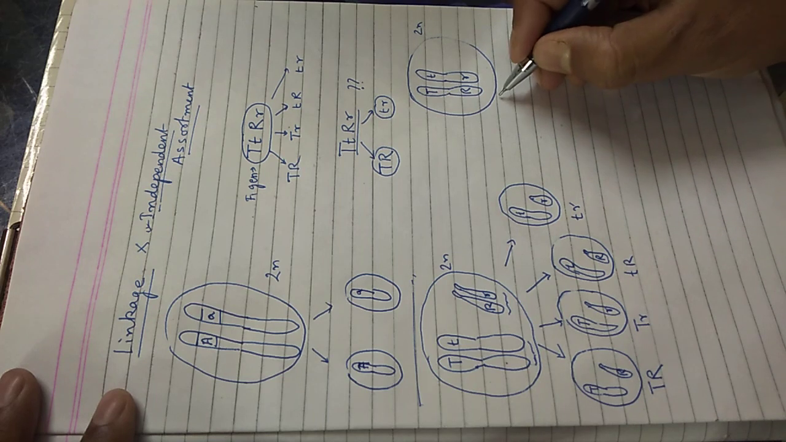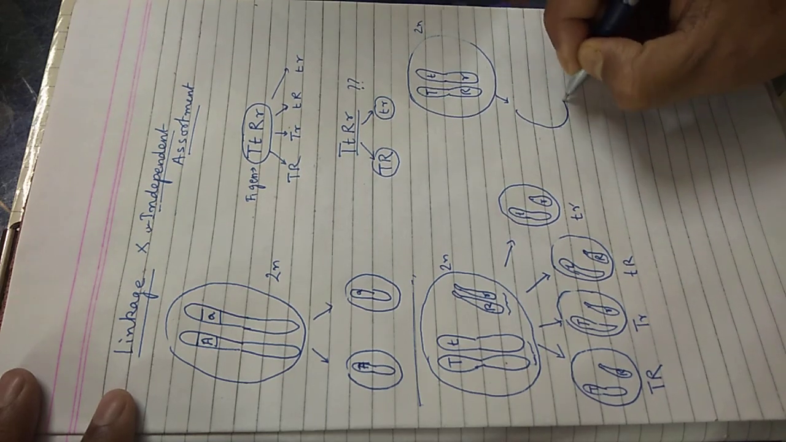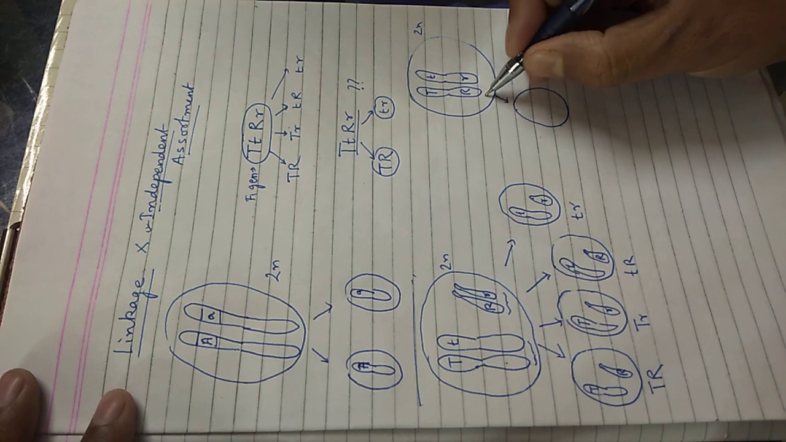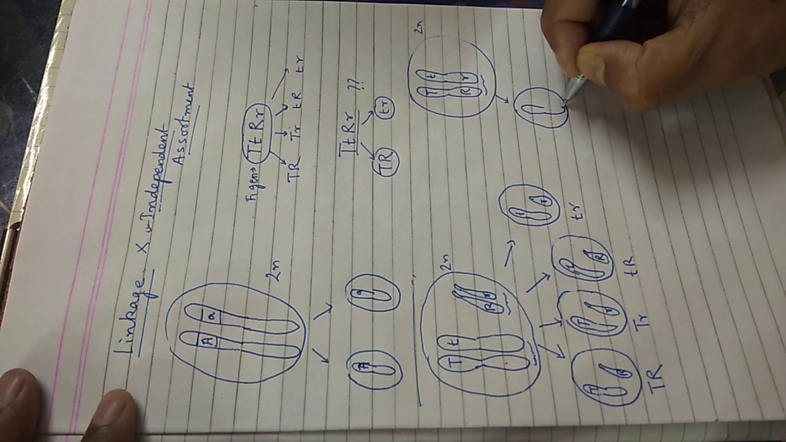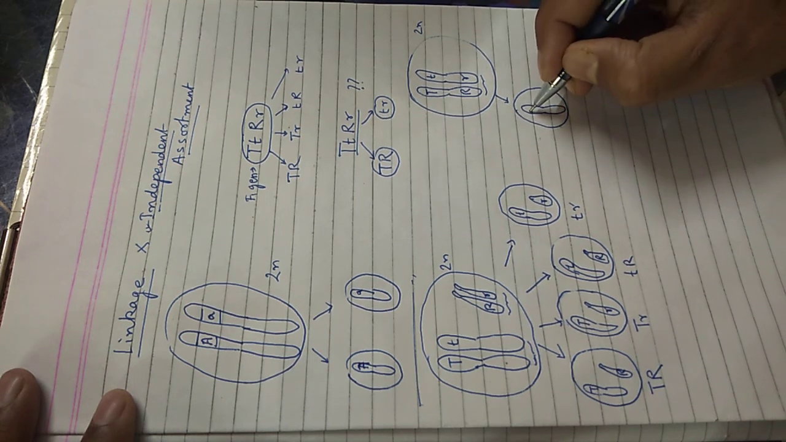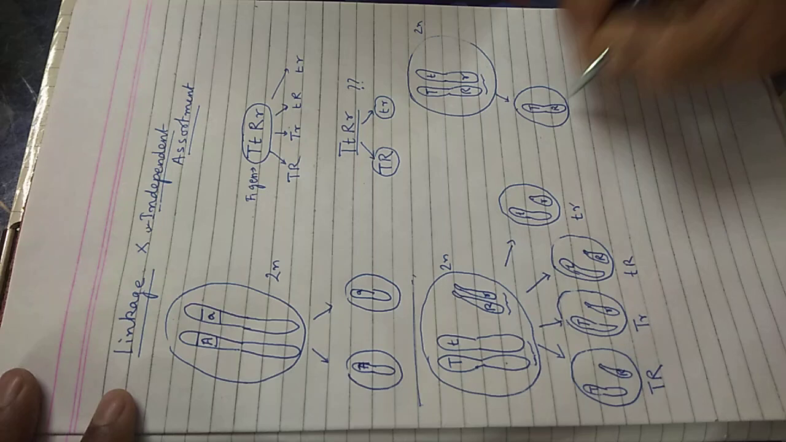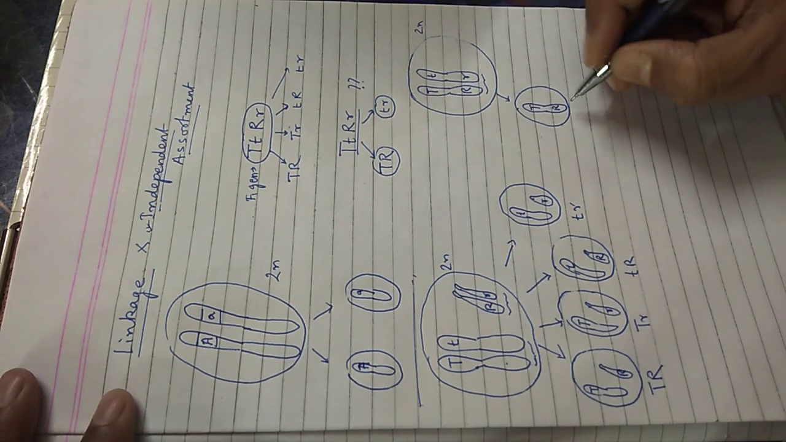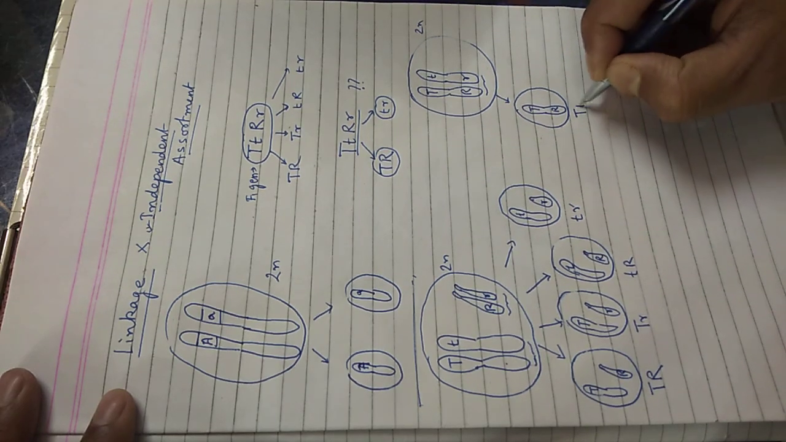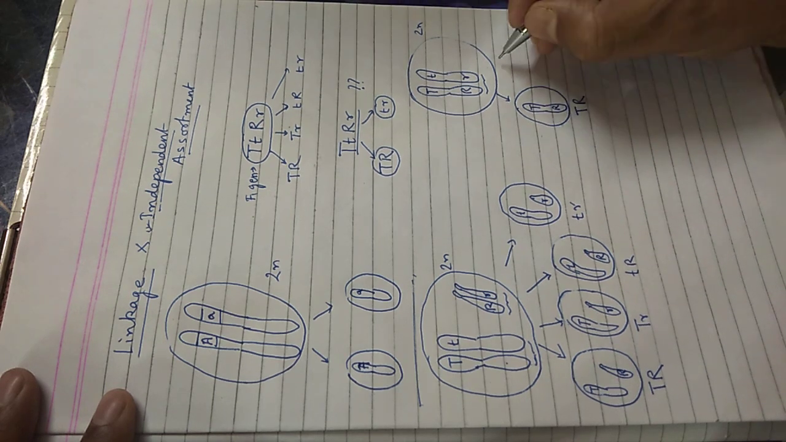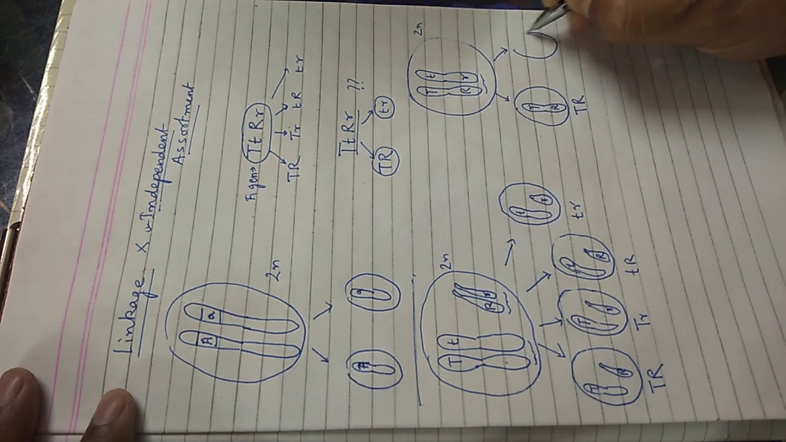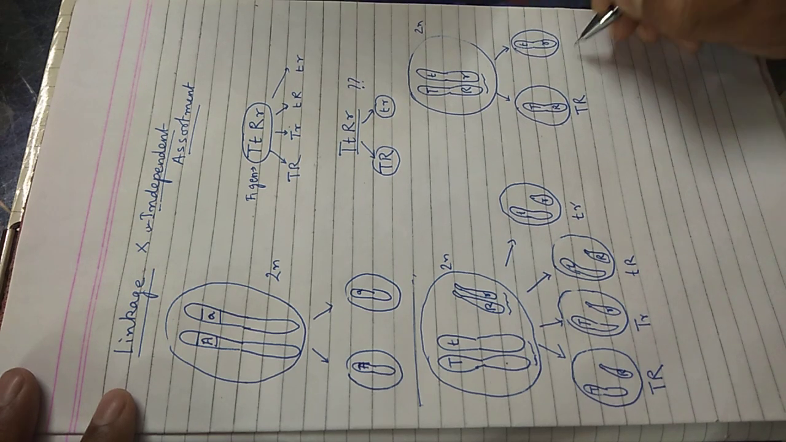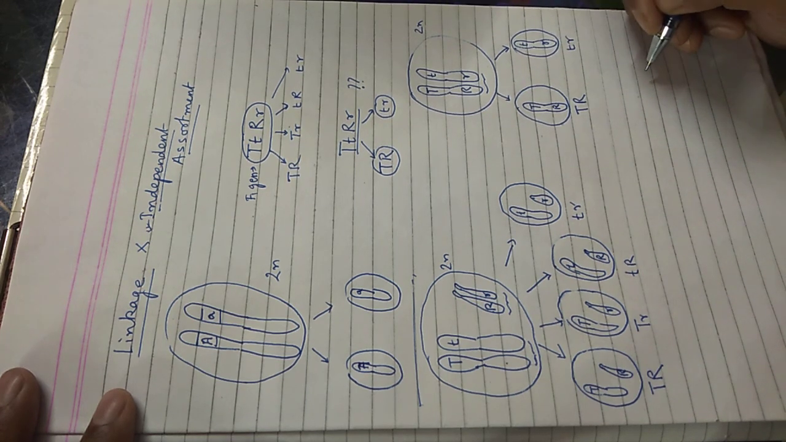Now from here, when gametes will be formed, what happens in gametes? Chromosome number becomes half. So there is just one pair. Let's say this chromosome comes over to this gamete. This is the probability. So what will happen? Capital T will be coming with capital R. So this gamete will have a combination of capital T and capital R. And this chromosome coming over to this gamete, small t and small r, so this will be the probability.